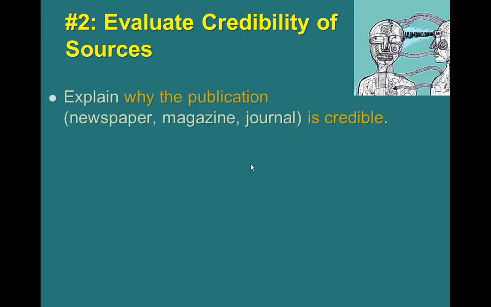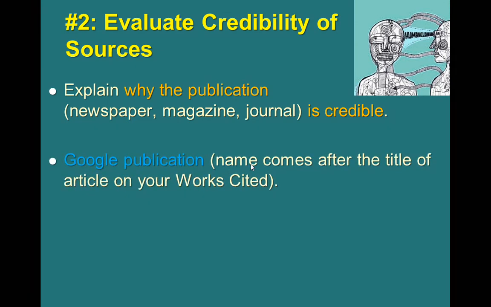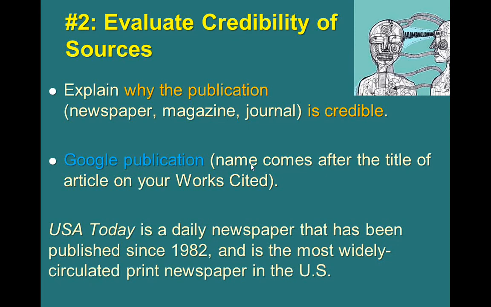And then when we talk about the sources, again, we looked up the publication, which was USA Today. So here's what we can say about that publication. USA Today is a daily newspaper that has been published since 1982 and is the most widely circulated print newspaper in the U.S. Notice that I have italicized USA Today because it's the name of a publication. So make sure to do that even in your annotated bibliographies, because you will still lose points if you are not properly using quotation marks and italics for your titles.